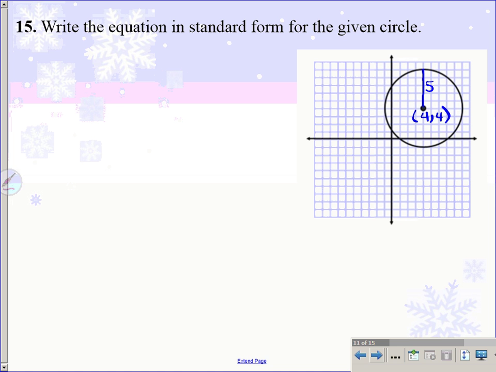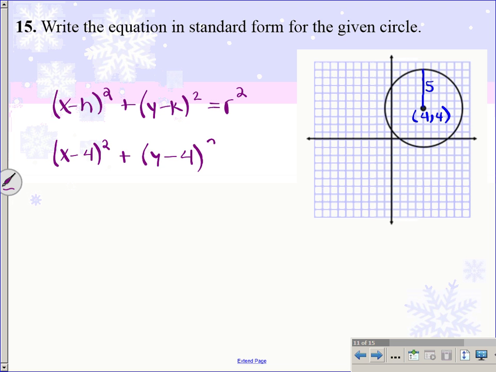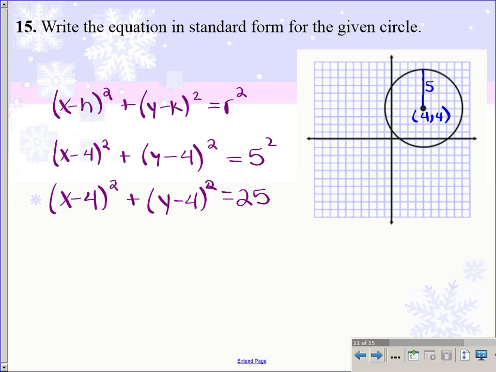So when I go ahead and write the equation of a circle, (x minus h) squared plus (y minus k) squared equals radius squared, I'm going to put in my h, k, and r. So I have (x minus 4) squared plus (y minus 4) squared equals my radius, 5 squared. And then make sure you go ahead and square that radius. So you get (x minus 4) squared plus (y minus 4) squared equals 25. Okay?